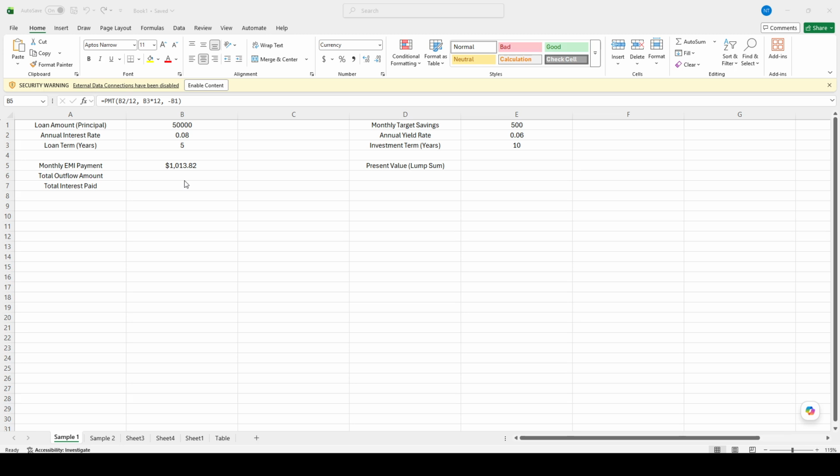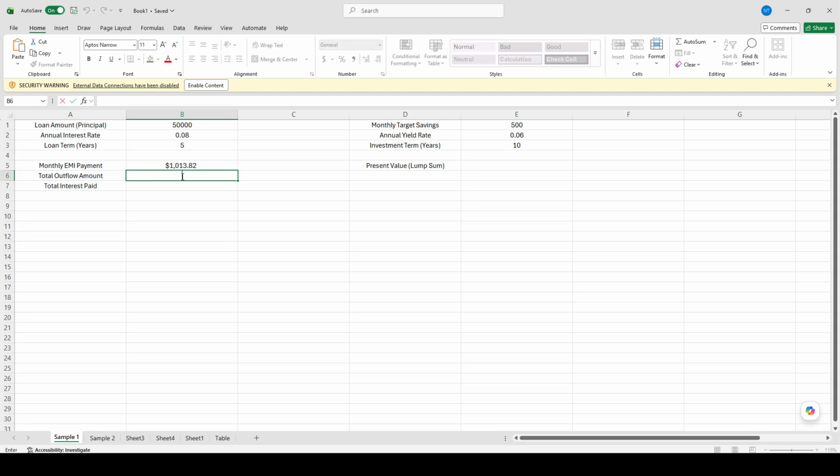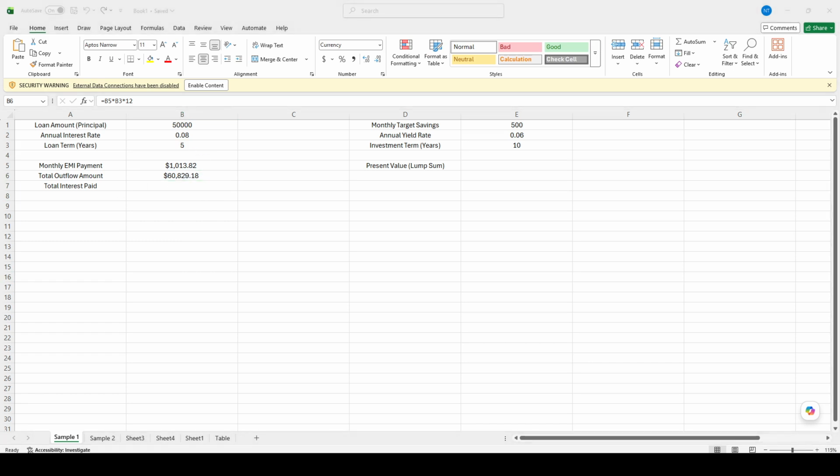Next, we will calculate the total amount paid over the full life of the loan. Click cell B6. This cell will show the overall amount paid after making all monthly EMI payments for the entire loan duration. In cell B6, type equals B5 multiplied by B3 multiplied by 12, and then press enter. The formula is equals B5*B3*12. This takes the monthly EMI from cell B5 and multiplies it by the total number of months in the loan. Since B3 is in years, multiplying it by 12 gives the total number of monthly payments. The result shows the total amount paid by the borrower from start to finish.